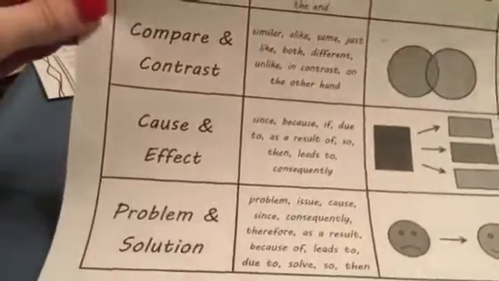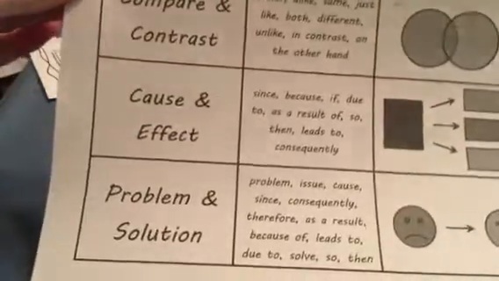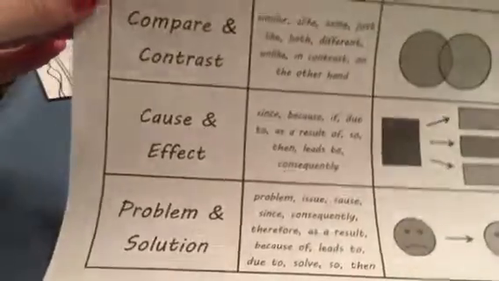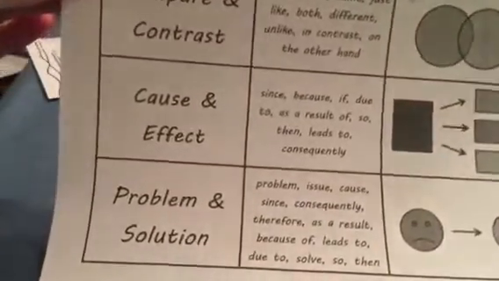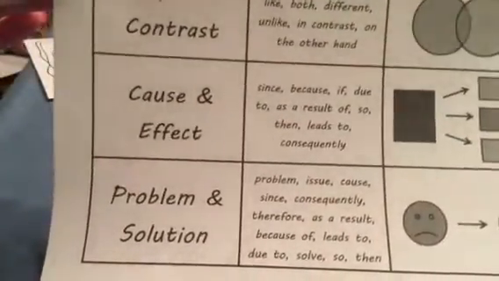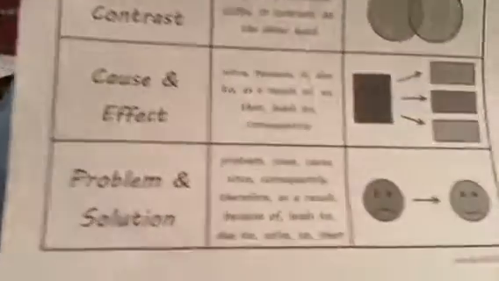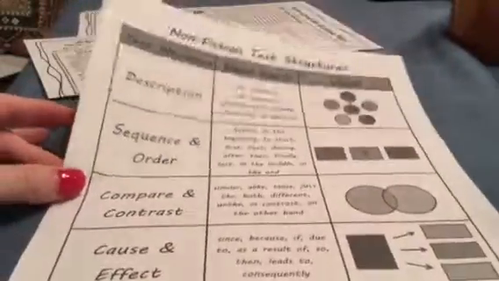A fifth text structure is problem and solution. This is when it talks about something that needs to be solved, or it will say an issue. Other keywords are therefore, as a result of, due to. And these are some visuals to go along with the text structures.